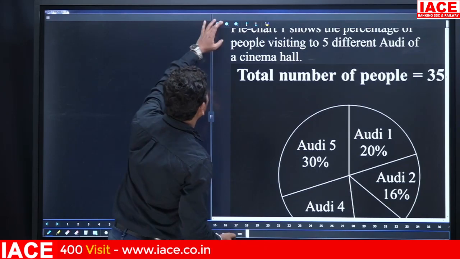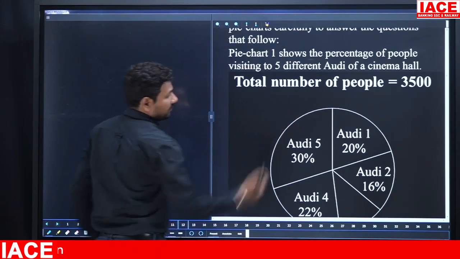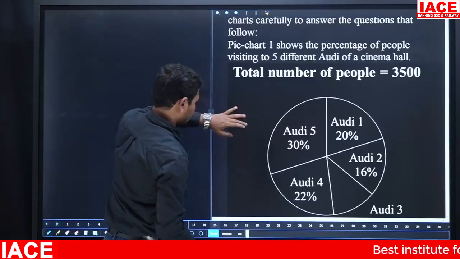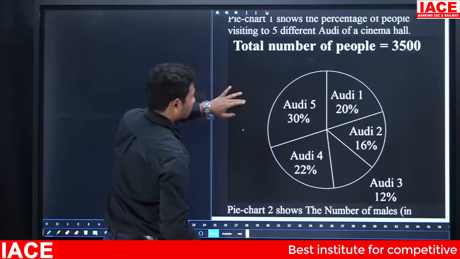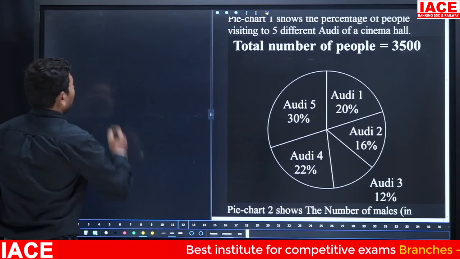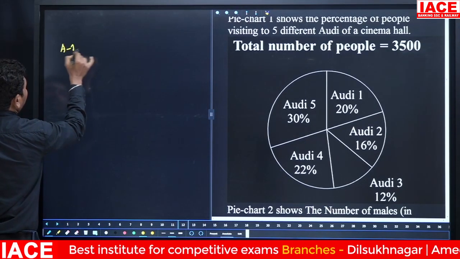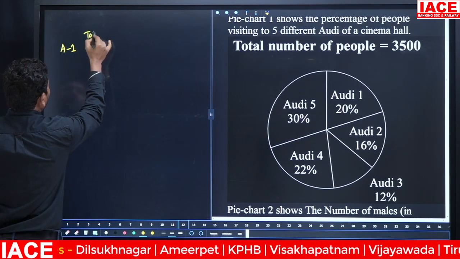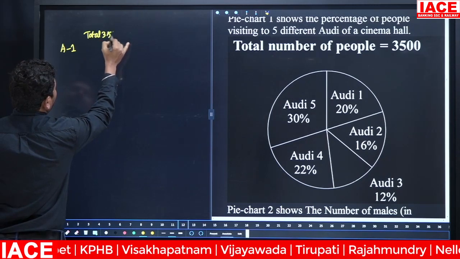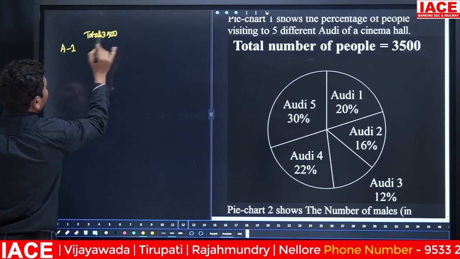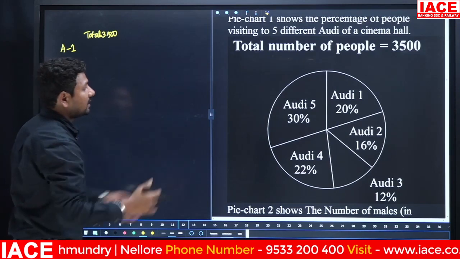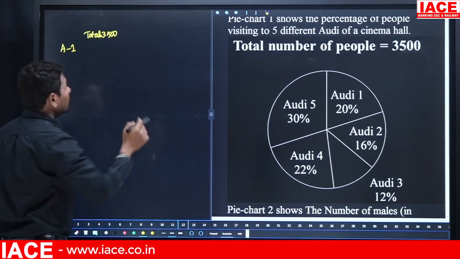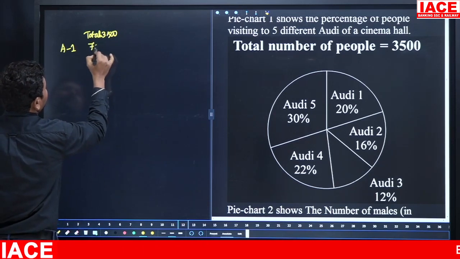Look at, as per the table, here 3500 people are there. RD1: here the male-wise total people are equal to 3500. This 3500 we have to share among all the shows. RD1 is 20% of people: 10% is 350, so 20% is equal to 700.